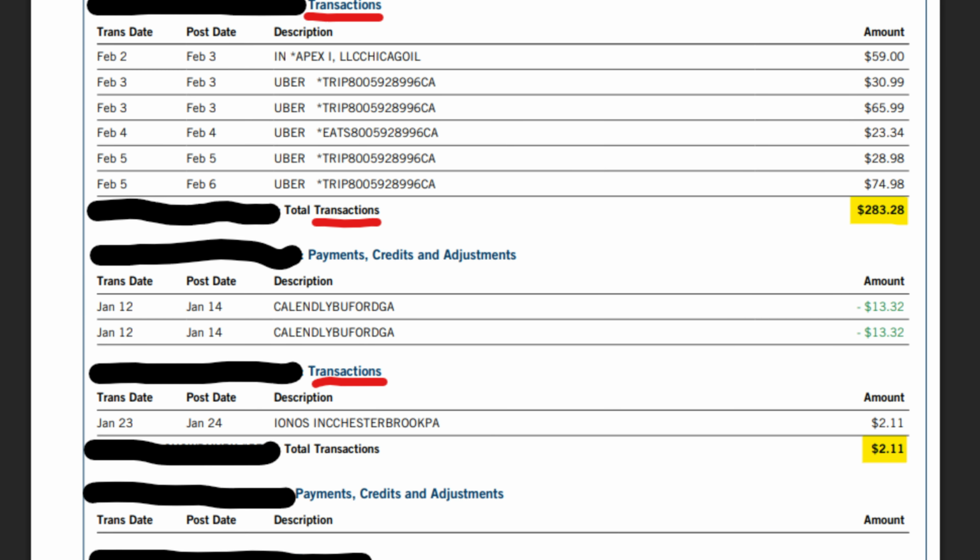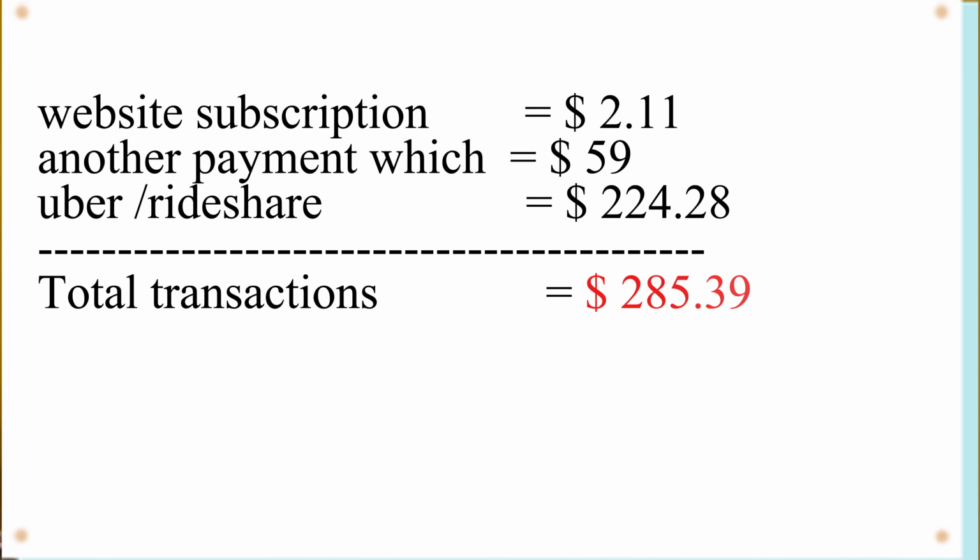So as you see here, on January 23rd, I paid for a website subscription, which is $2.11. On February 2nd, I made another payment, which is $59. And from February 3rd to 5th, I used Uber, which cost me $224.28. So if you add all of them up, this comes to a total of $285.39.